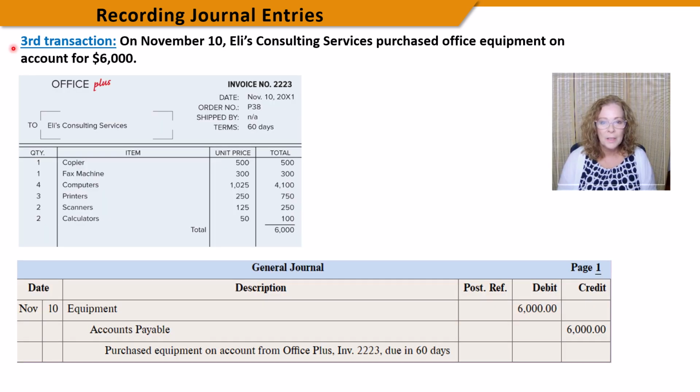In transaction number 3, on November 10th, Eli's Consulting Services purchased office equipment on account for $6,000, and we have the invoice here from Office Plus. The invoice shows an invoice number, date, order number, shipping, and payment terms, the name of the buyer, and item details for what was purchased. This invoice shows the right level of support.